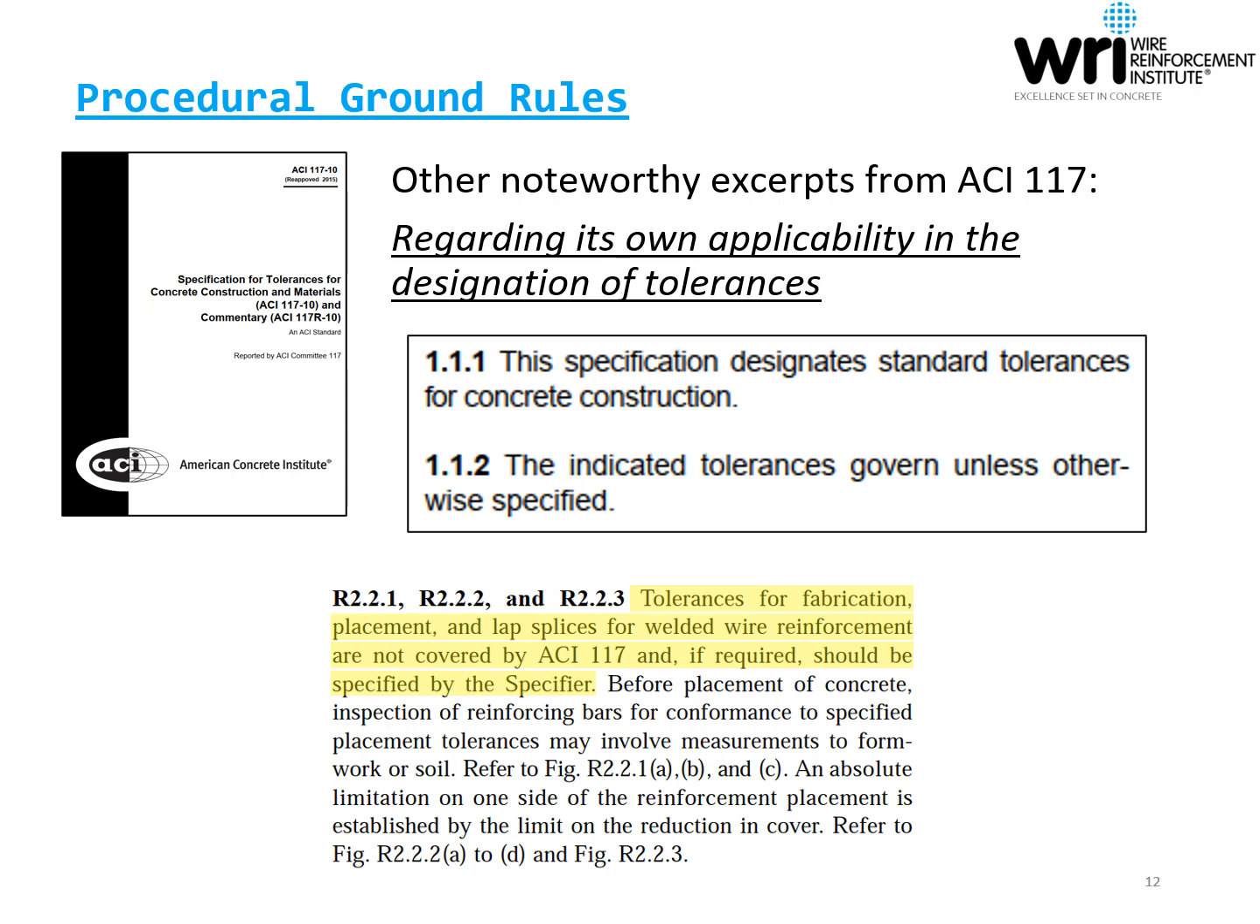Lastly, the ACI 117 commentary found in Section 2 actually defers all tolerances for welded wire reinforcement to the specifier. This language indicates that the standard tolerances found in ACI 117 are not intended for welded wire reinforcement, a deferral that we will revisit in later slides.